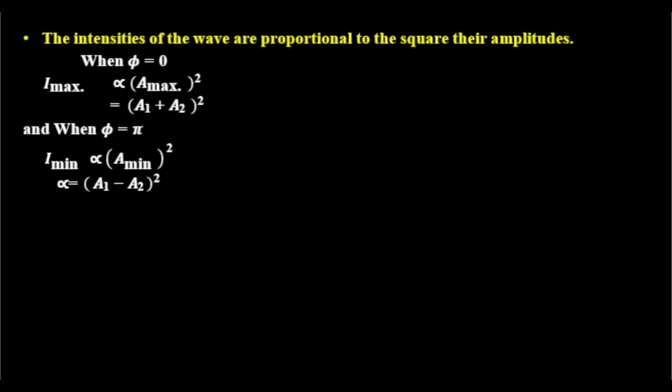Now, the intensities of waves are proportional to the square of their amplitudes. When phi is equal to 0, I max is proportional to a max whole square, so a max is (a1 plus a2) square. When phi is equal to pi, I minimum is proportional to a minimum whole square, so it is proportional to (a1 minus a2) whole square. Therefore, intensity is maximum when two waves interfere in phase, while intensity is minimum when two waves are out of phase.